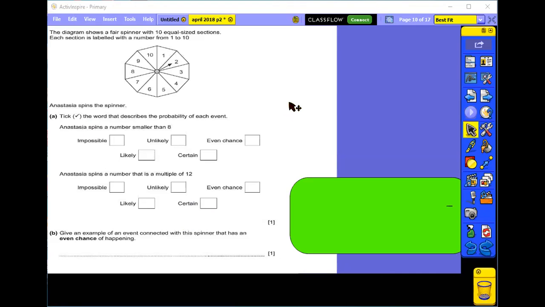Right. I want someone to explain to me even chance. There are 3 or 4 possible answers for this question. Give an example of an event connected with the spinner that has an even chance of happening. Even chance of happening. So Maram, I want you to give me more than one answer. Okay, Maram, can you please give me the answer?